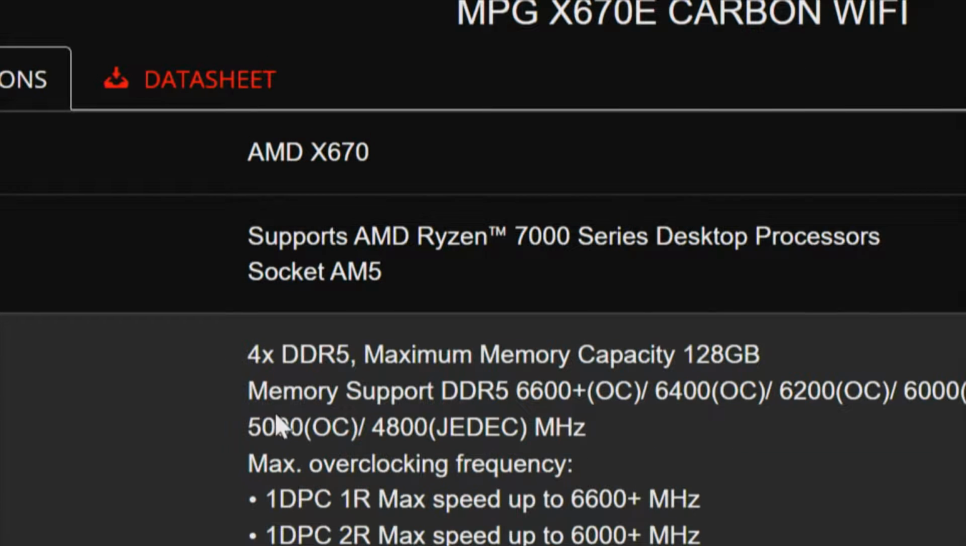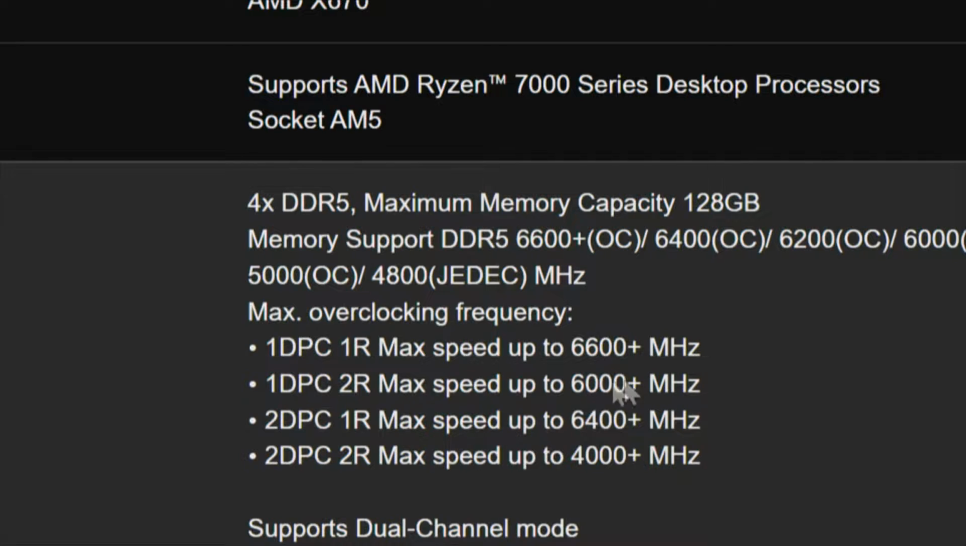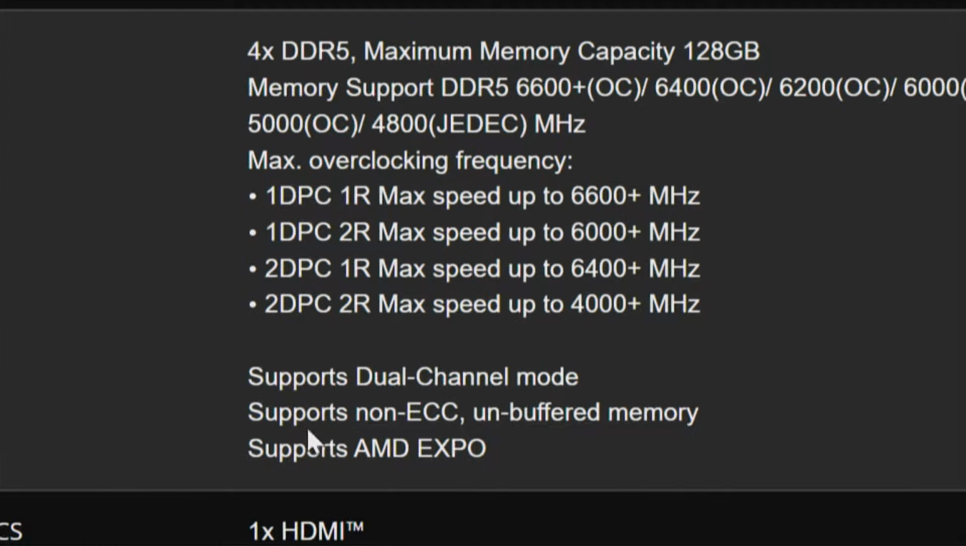It says here we can have 4 DDR5 DIMMs, capacity 128 gigs. Talks about the overclock, how far it can go. Supports dual channel, and that says non-ECC, which is unbuffered DIMMs. Okay, non-ECC would be on-die. On-die ECC is non-ECC RAM. If you had support for ECC RAM, there'd be something in the BIOS for parity, and we don't have that. It supports the AMD Expo.